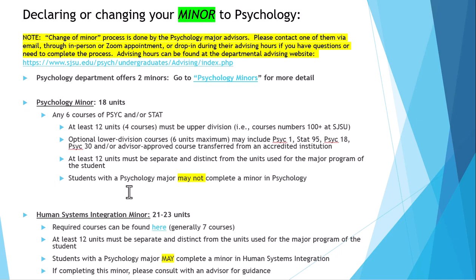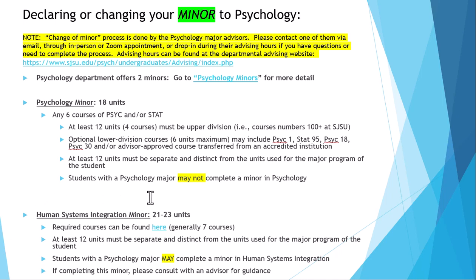The one thing about this general psychology minor that I want to note is that if you are already a psychology major, you may not complete a minor in psychology, not this general psychology minor. So if you're a psych major and you do want to complete a minor, it has to be outside of psychology, unless you're interested in the second minor that we offer, called the Human Systems Integration minor.